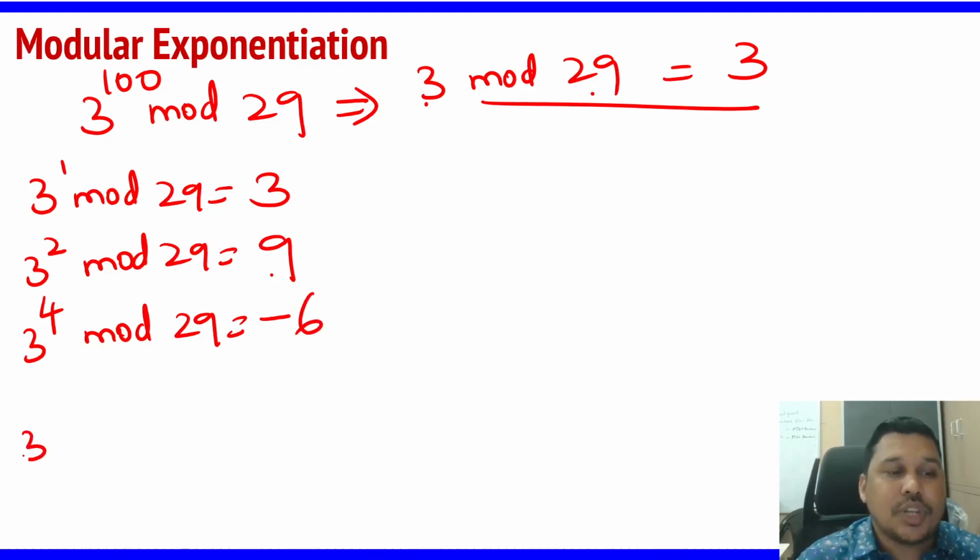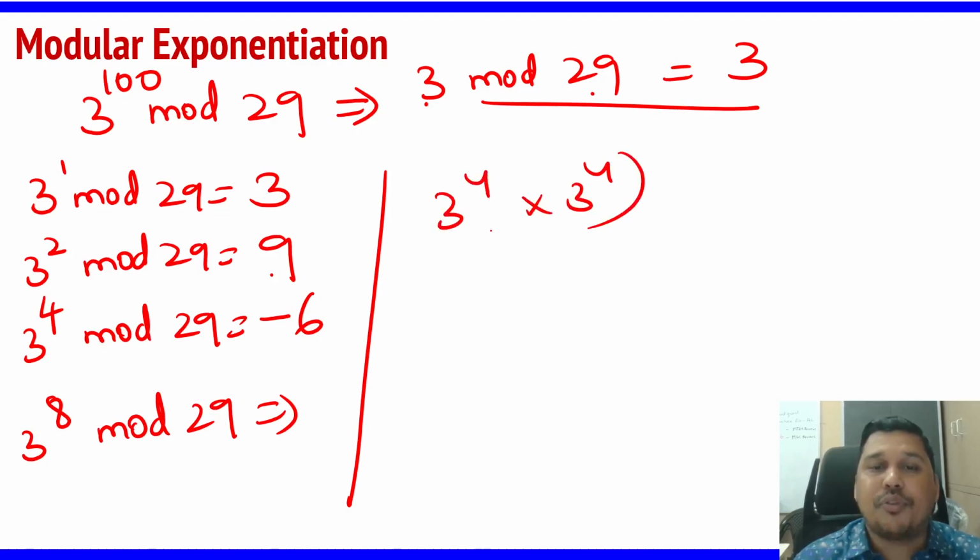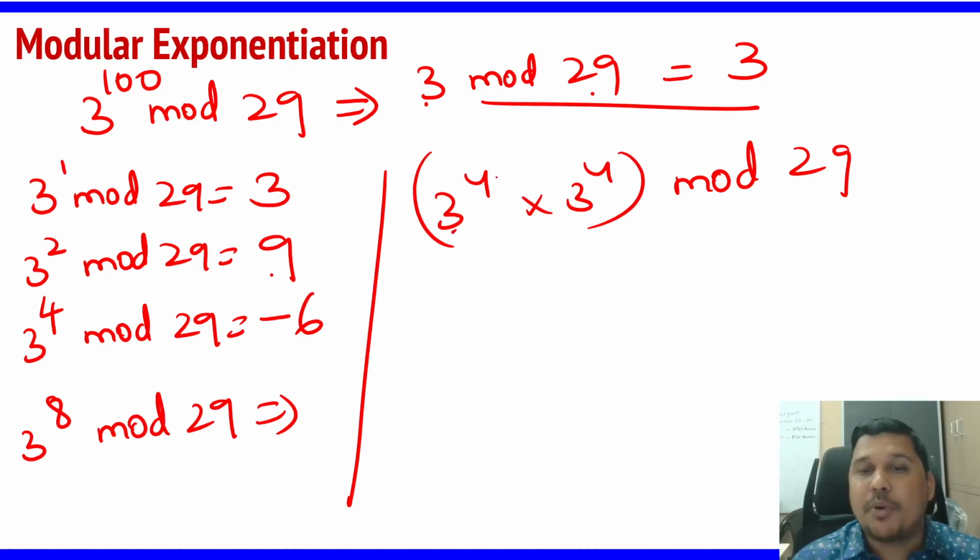Next, find out 3 power 8 mod 29. How to calculate this 3 power 8? It is 3 power 4 into 3 power 4 mod 29. What is 3 power 4 mod 29 value? Minus 6. So this is 3 power 4 mod 29 into 3 power 4 mod 29, whole mod 29. So what does it become? Minus 6 into minus 6, so 36 mod 29.